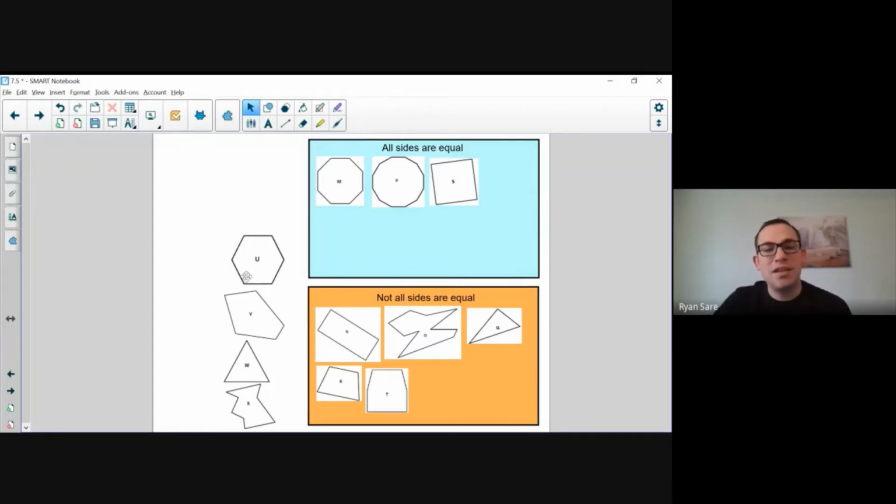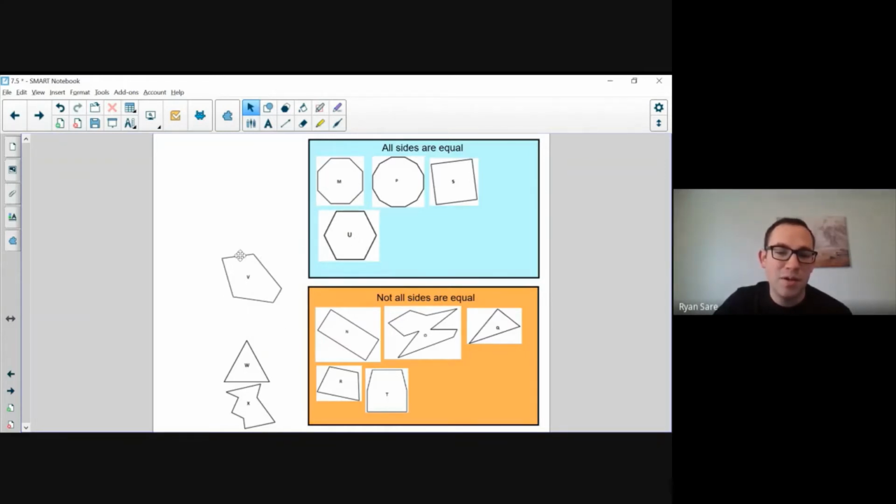U, it looks like it's regular. It looks like all the sides are the same length and all the angles are the same angle. Let's count how many sides there are. 1, 2, 3, 4, 5, 6. So a closed shape with 6 sides is a hexagon. Hex means 6. And this is a regular hexagon because all of the side lengths look to be the same and all of the angles look to be the same.